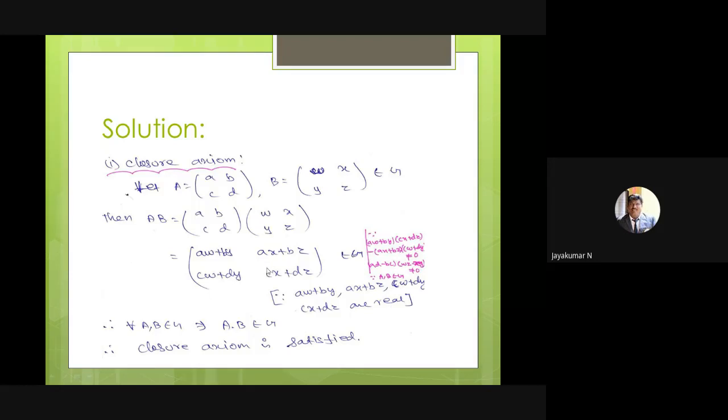One thing I proved. One more thing I have to show is that the determinant is non-zero. Just apply the determinant rule. I show that this is non-zero since AD minus BC and WZ minus XY are non-zero, so obviously the product is also non-zero. Okay, so closure axiom is satisfied. Just multiply inside the bracket. Finally, easily you can conclude whether this is non-zero or not.